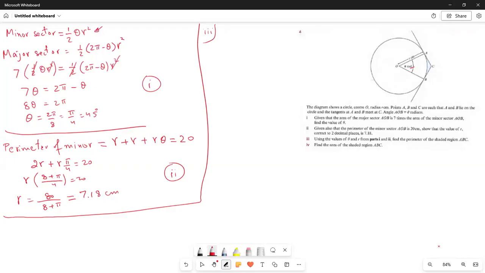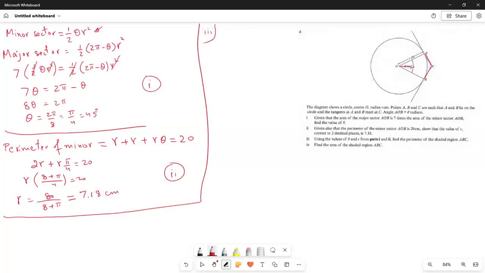Okay, so using the value of this, find the perimeter of the shaded region. This shaded region consists of two straight lines, one is AC, then BC, and the third one is the curved one, right? I didn't draw the curved one.